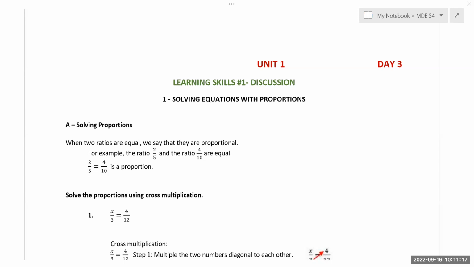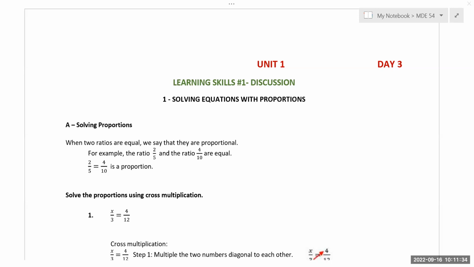So today we will be looking at proportions, and then we'll be looking over scale factors. So if you are about to see proportions and scale factors in your Math 154, here's your preview. So to start with, we have solving equations with proportions.